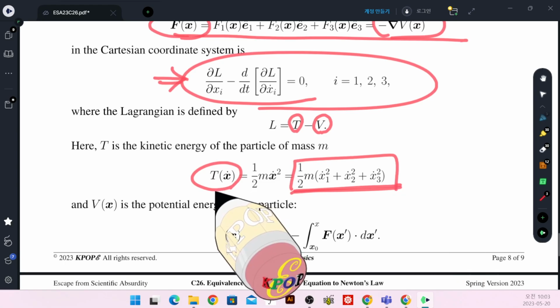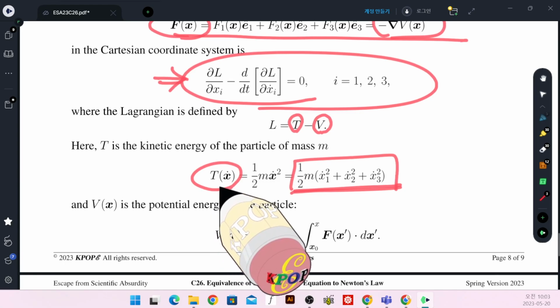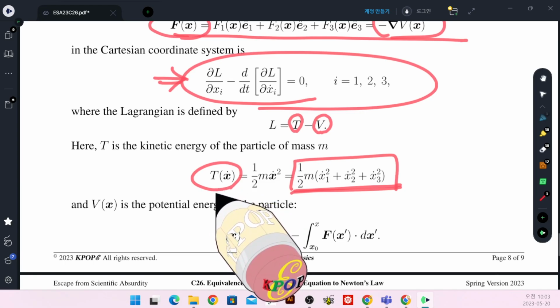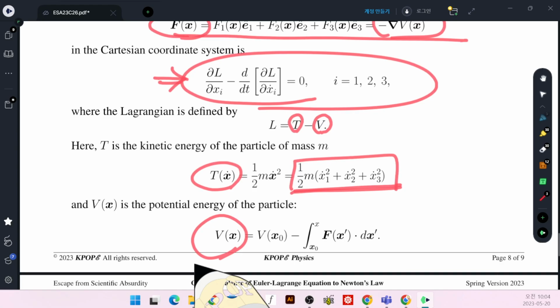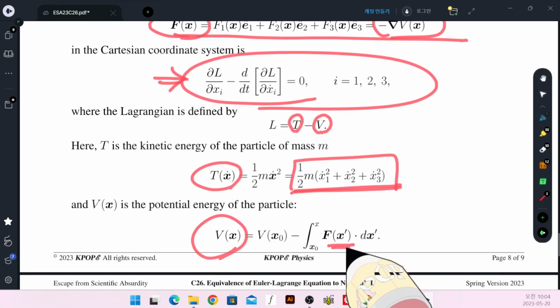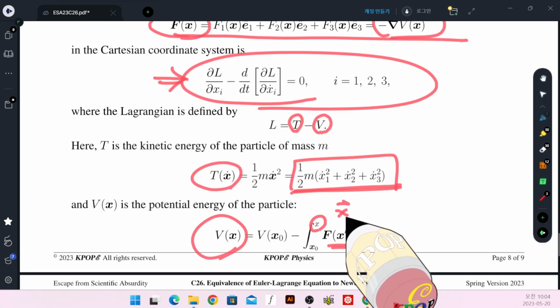So if we consider the case that the kinetic energy depends only on the velocity, it is independent of the coordinates x1, x2, and x3. On the other hand, the potential energy depends only on the coordinates. So perhaps I should have replaced it with a boldface here. Let me correct this.